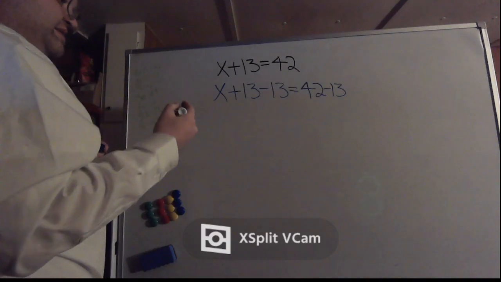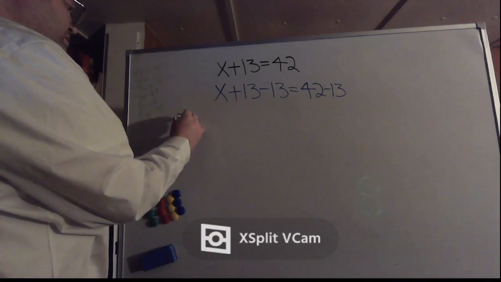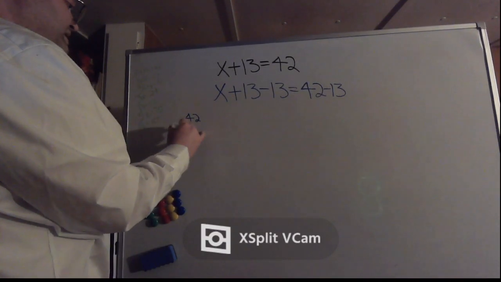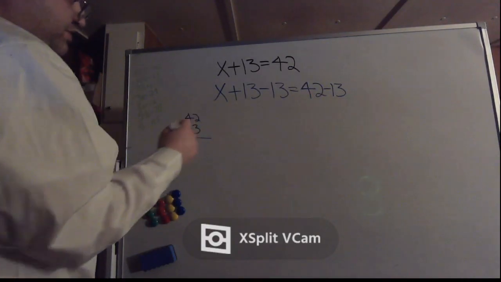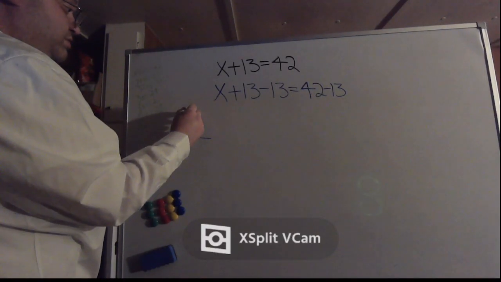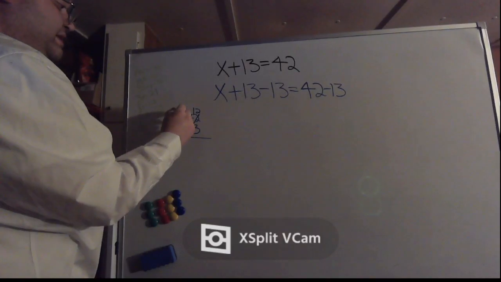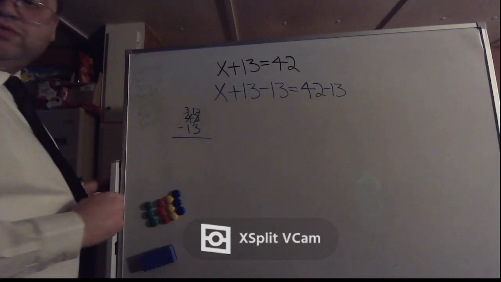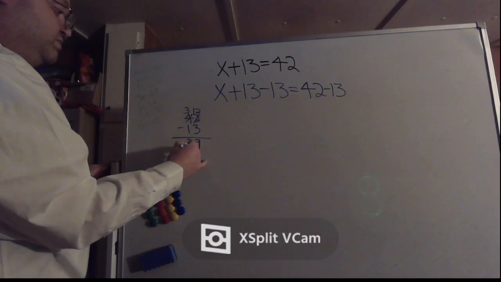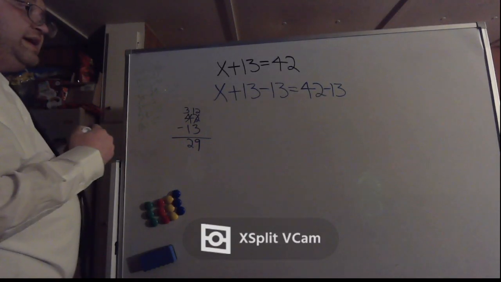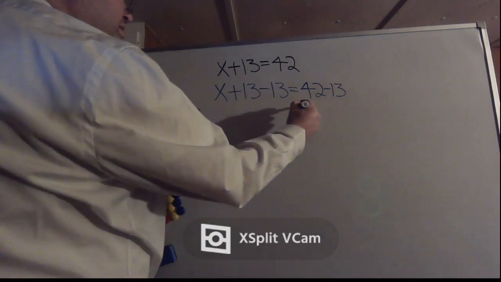So let's see, on the side we can figure out 42 minus 13. Well, 2 minus 3 doesn't work, so we've got to make that a 12. Borrow 1 from the tens place, that's a 3. So 12 minus 3 is 9. 3 minus 1 is 2. So the right hand side is 29.